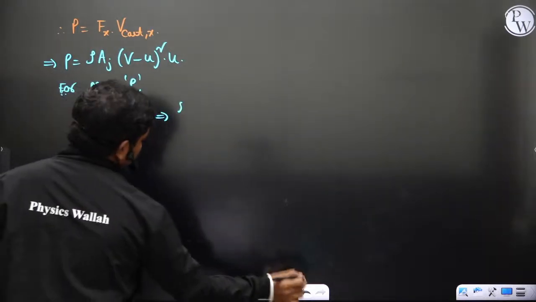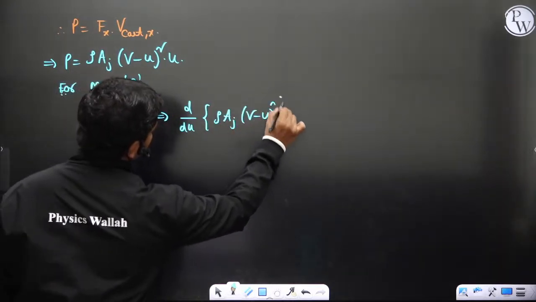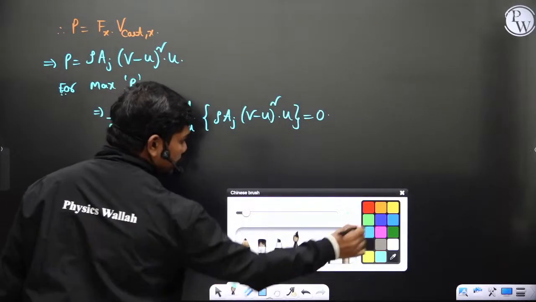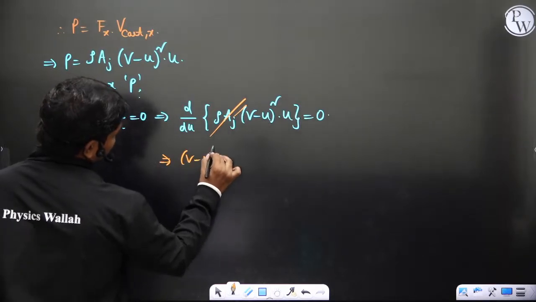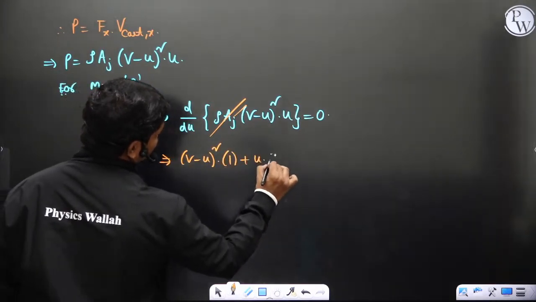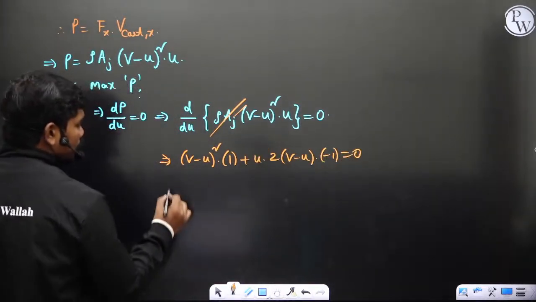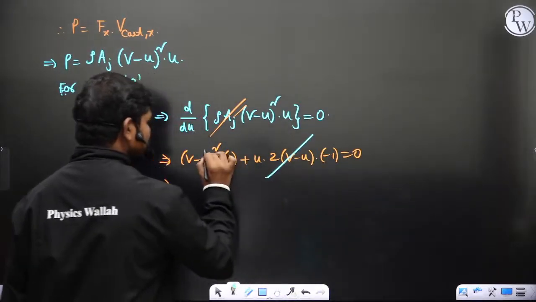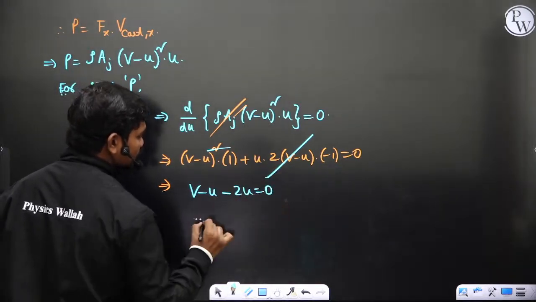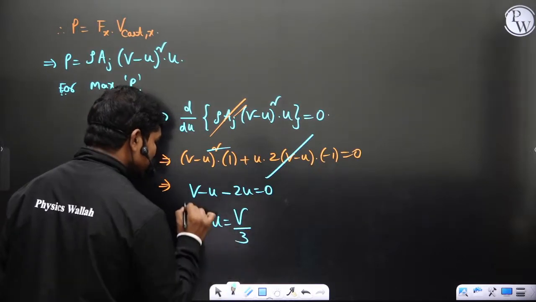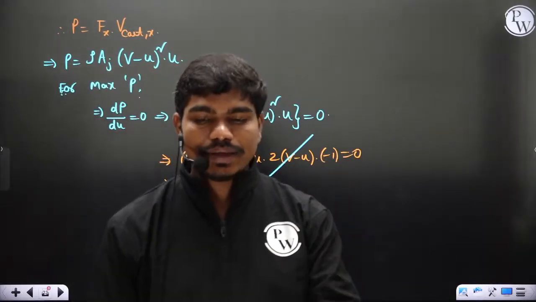So d by du of rho aj (v minus u) whole square u is equal to 0. These terms are constants, so you can eliminate them. Differentiating: (v minus u) whole square into the derivative of the second term, plus the second term into the derivative of the first, into the inner derivative, because of the minus 1 from the minus u. Since v is not equal to u, you can cancel the common term. So v minus u minus 2u is equal to 0, so u is equal to v by 3. This means you should move the cart at 1/3 the velocity of the jet so that the power supplied is maximum. Clear?